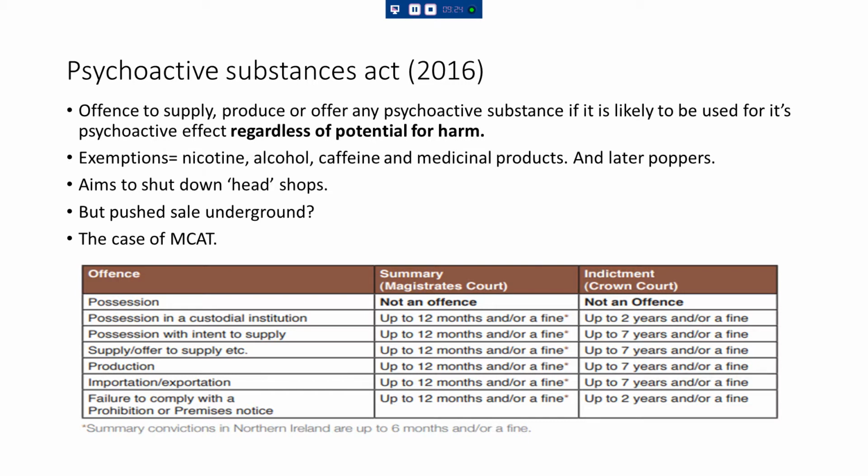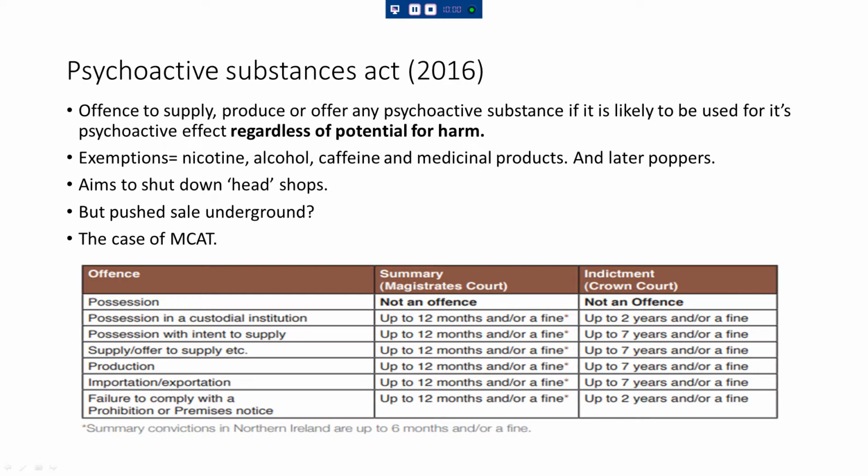There are some exemptions, so nicotine was exempted, alcohol, caffeine, and some medicinal products as well. Originally, amyl nitrate, otherwise known as poppers, was also going to be banned, but it was later exempted. The main reason for this is that poppers are often used quite extensively in the LGBT community, and the worry was that people would use more harmful drugs instead. So therefore, poppers were exempted.